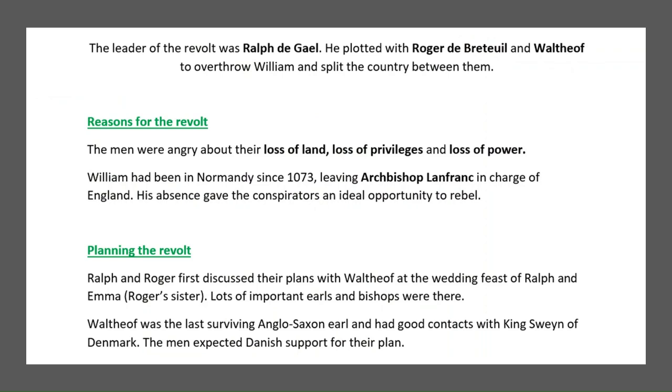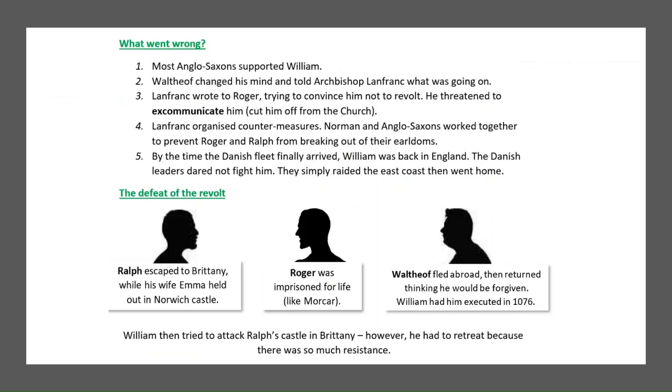Ralph and Roger first discussed their plans with Waltheof at the wedding feast of Ralph and Emma, Roger's sister. Lots of important earls and bishops were there. Waltheof was the last surviving Anglo-Saxon earl and had good contacts with King Sweyn of Denmark. The men expected Danish support for their plan. So the reason they included Waltheof was the fact that he was friends with King Sweyn, and we all know that King Sweyn likes a good visit to England, don't we? So they know that they can use him to get Sweyn to help the invasion.